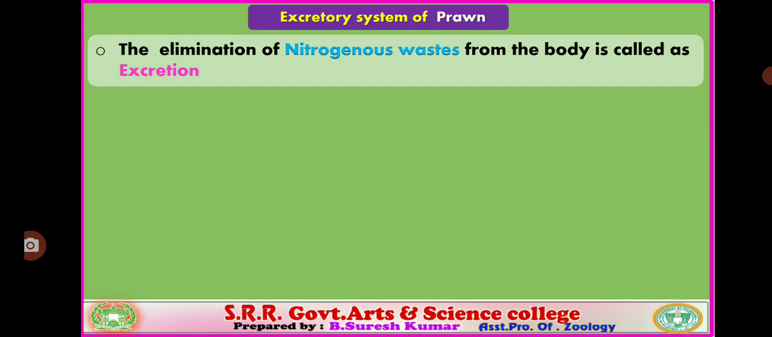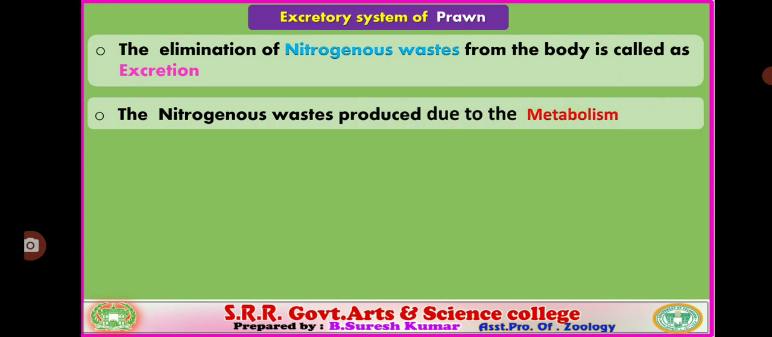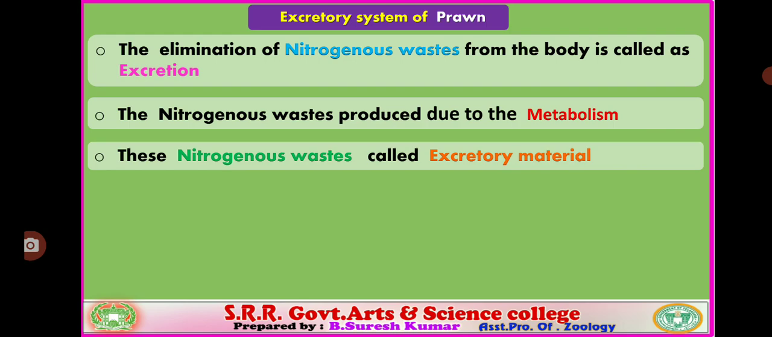What is meant by excretion? The elimination of nitrogenous wastes from the body is called excretion. So already you know about the excretion phenomenon. Nitrogenous wastes are produced due to metabolic activity in all organisms for survival. The organism performs various kinds of metabolic activities in the cells. In the course of that phenomenon, byproducts are generated. Among them, some are nitrogenous wastes. They are called excretory material.